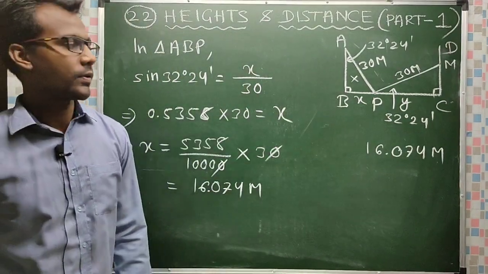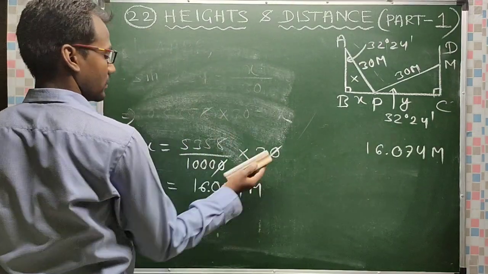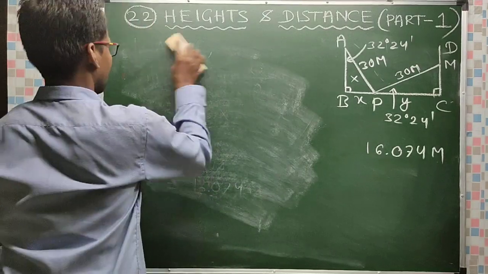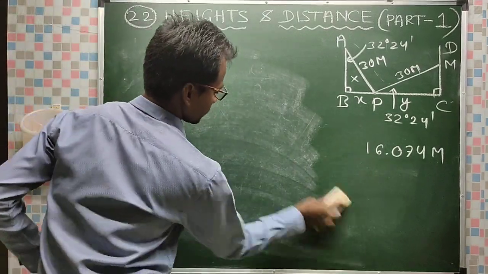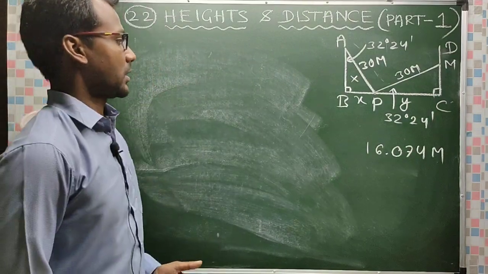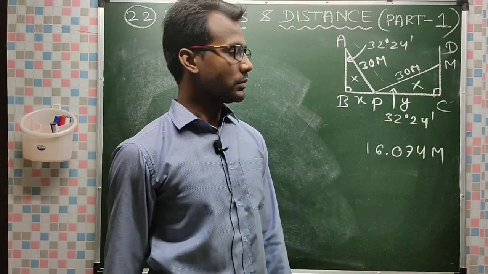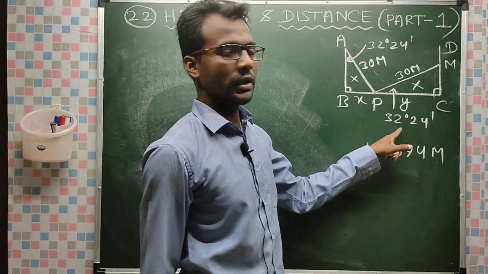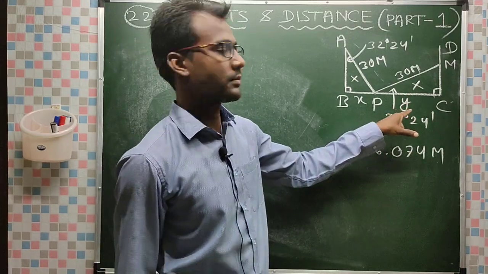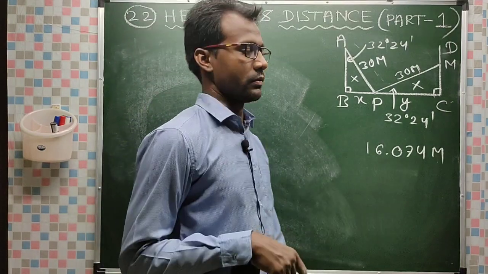Okay, now we'll go for value of Y. Let us go for Y. We have to move to this triangle. Now angle is given 32 degree 24 minutes. Base we have to find. Okay, Y is the base here. Hypotenuse is given. So base and hypotenuse means we have to use cos here.